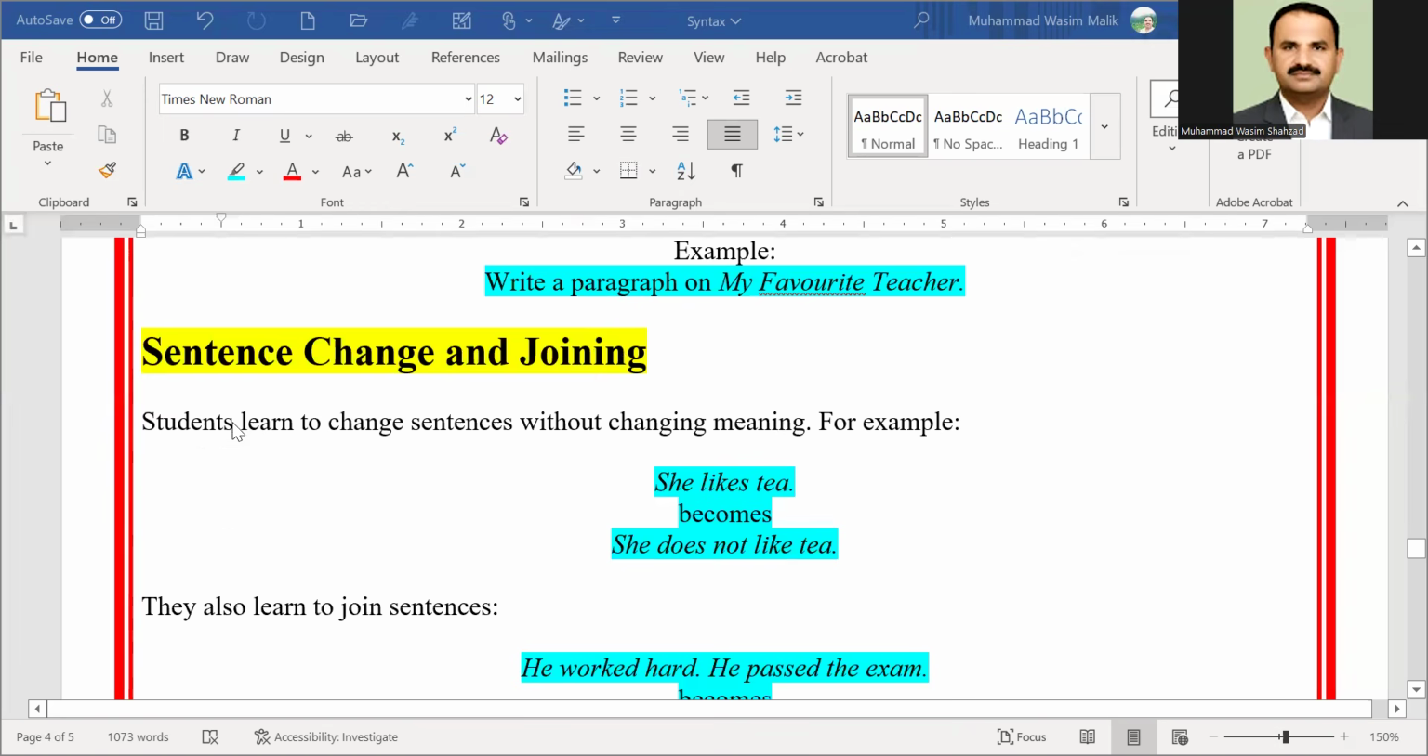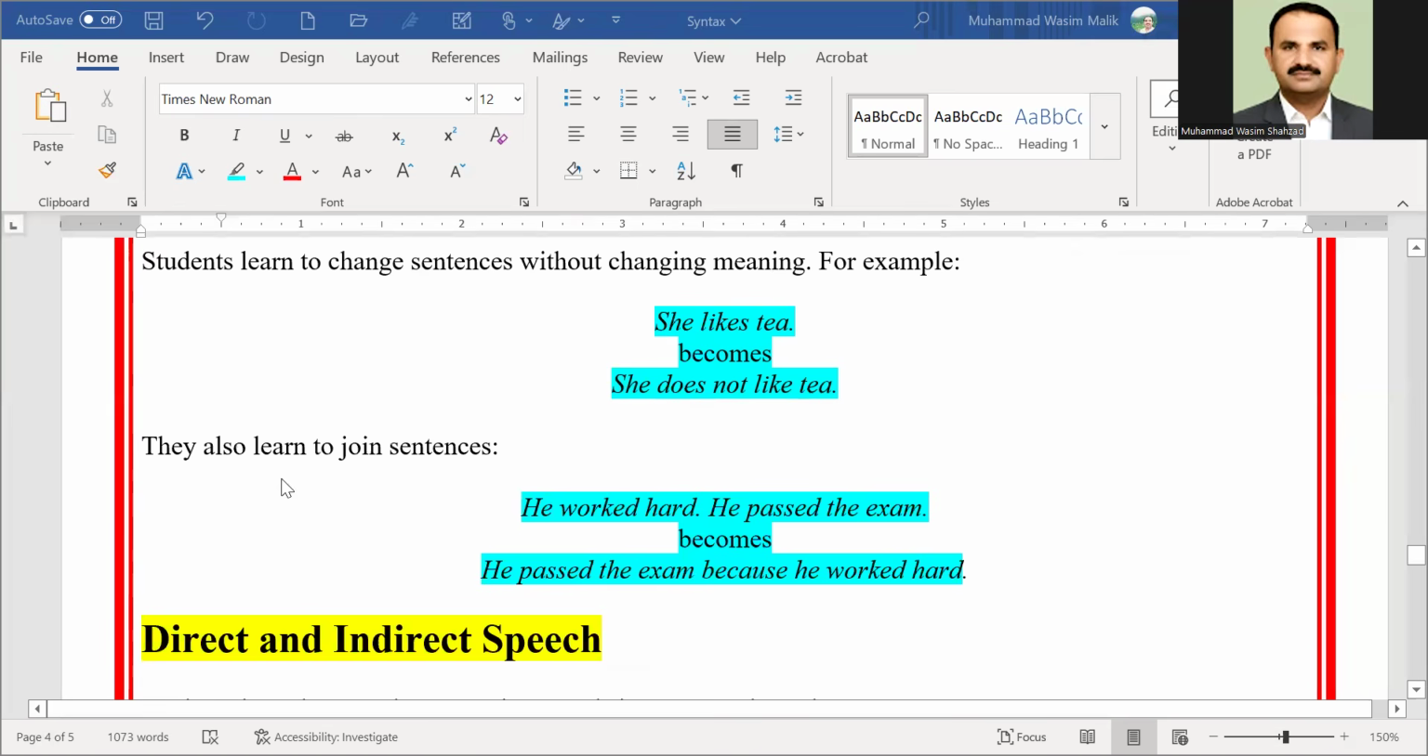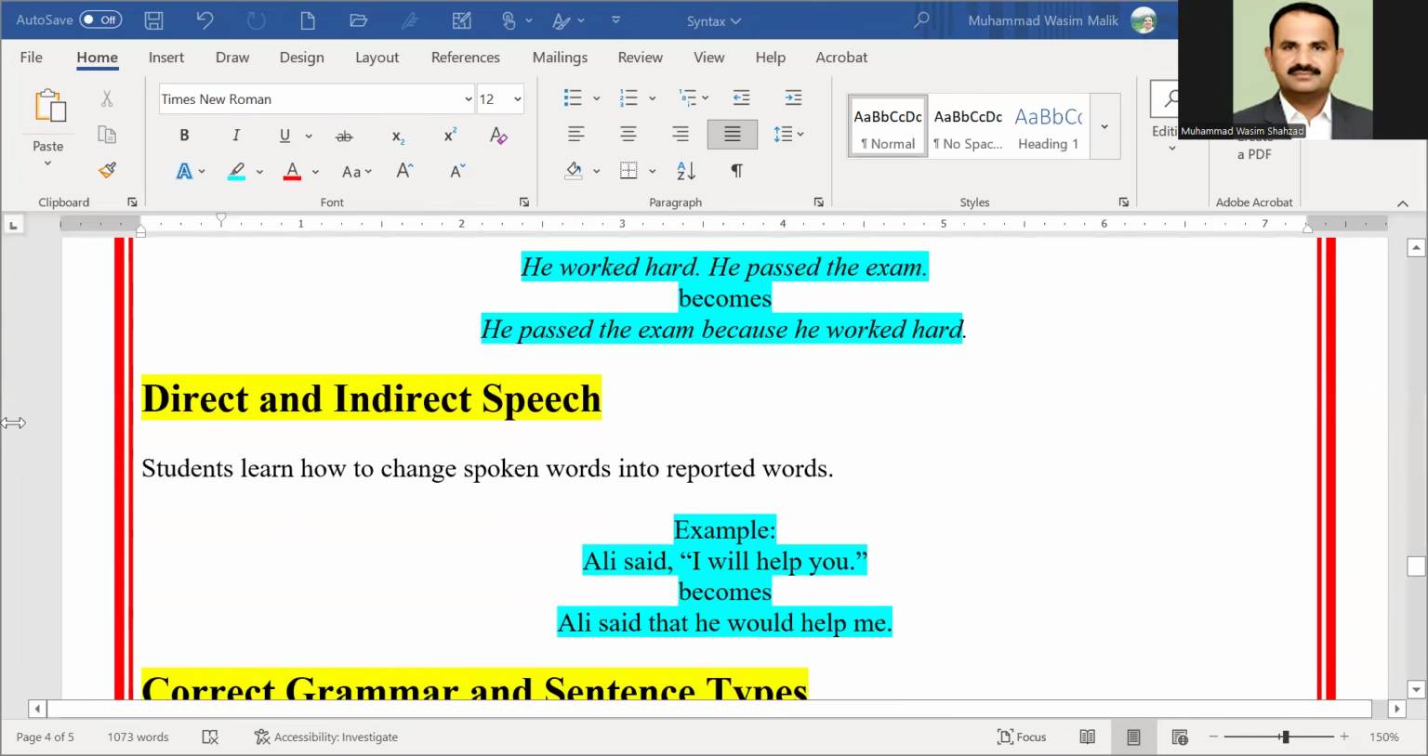Sentence change and joining. Students learn to change sentences without changing meaning. For example, she likes tea. Student change them into she does not like tea. The students also learn to join sentences. He worked hard. He passed the exam. He passed the exam because he worked hard. Student can make these sentences. They can change or combine or join sentences like this.